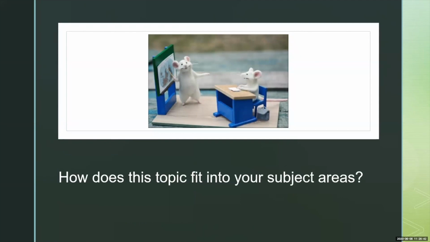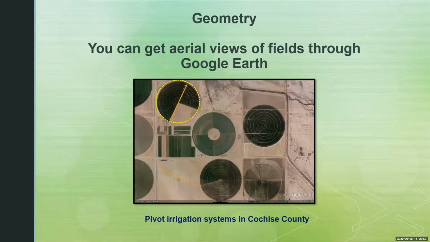My last section: how does this topic fit into your subject areas? I have a couple of ideas that I just wanted to toss out for you. I know we often have math teachers, and I thought if you're teaching geometry, you can go to Google Earth and get an aerial view of some of the fields. This shows pivot irrigation systems in Cochise County.